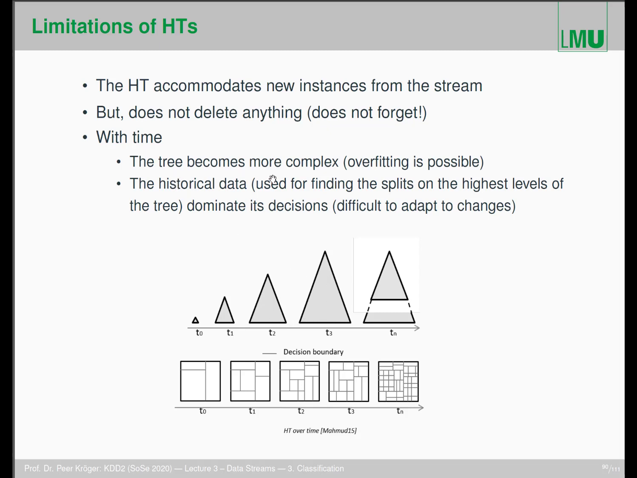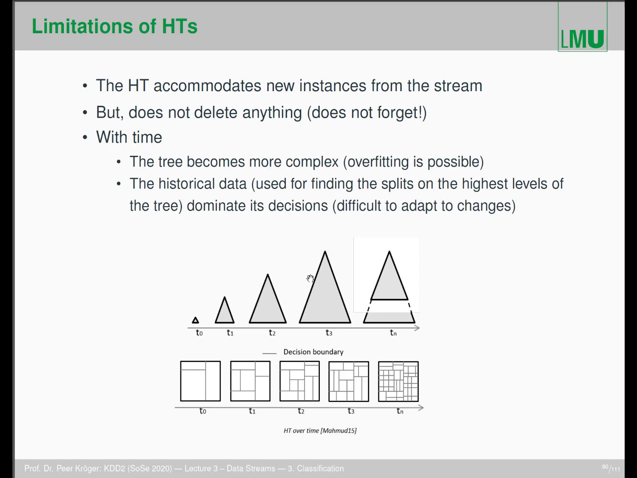So the tree may become extremely complex over time, and you probably know from the decision tree chapter from KDD1 that decision trees tend to overfit, especially if they are very complex. So this is a very severe problem, and also the historical data dominates the decisions, because historical data has been used to find the splits at the highest level. The split at the root node has been determined by seeing the very first observations from the stream, and they are there forever, so the root is never changing.